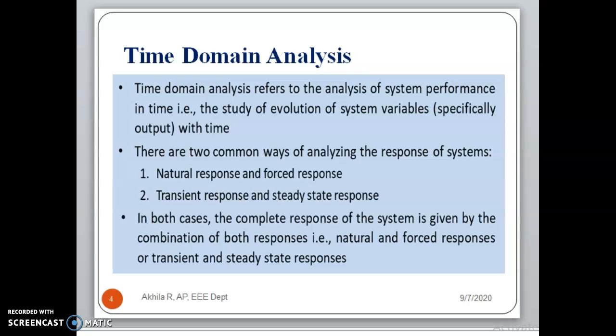Now there are two common ways of analyzing the response of systems. One is natural response and forced response, which we are not going to see now. The second is the transient response and steady state response. In both cases, the complete response is given by a combination of both responses. So if you represent your transient response as c_tr, where c(t) is your output, c(t) is going to be c_tr plus c_ss. c_tr stands for the transient response and c_ss stands for the steady state response.